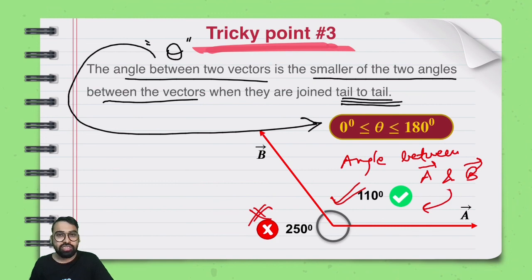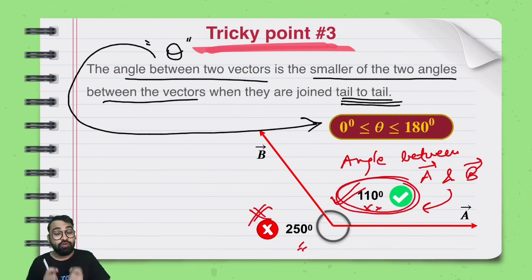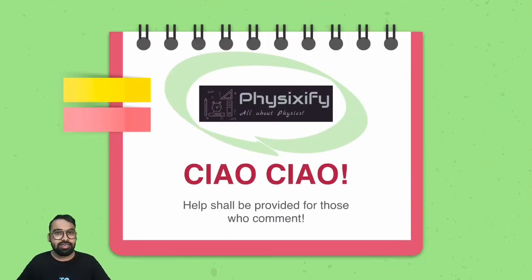Some people will do this. They will give you only 250 degree. They will not give you 110 degree. And you will have to find out that, okay, we have joined tail to tail. We want the smaller angle. Let's see both the angles. If only this is given, you have to calculate this on your own and get to the answer, right? We'll talk about those things maybe in the next session.